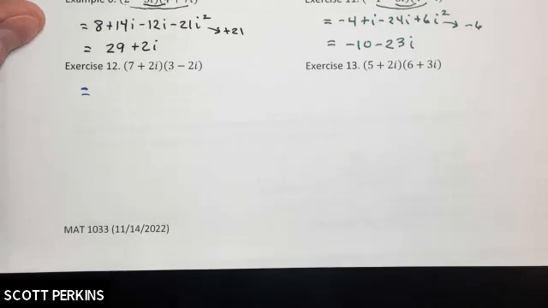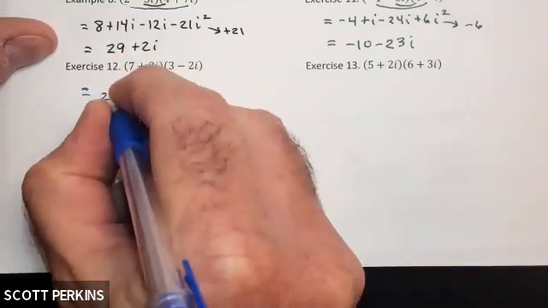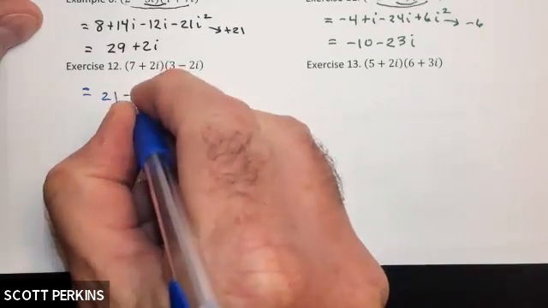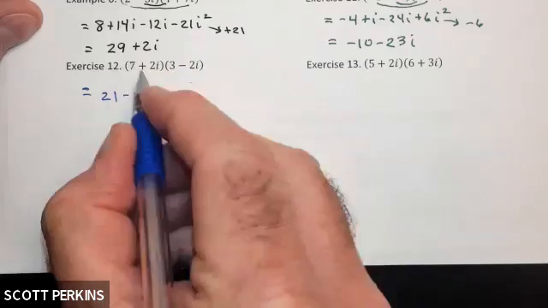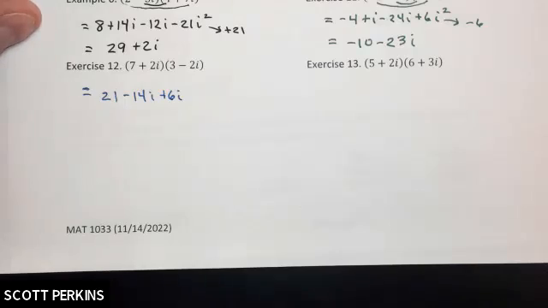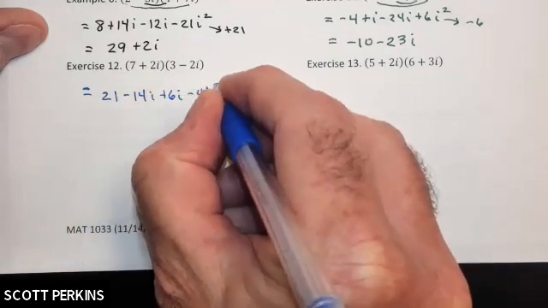First, outers, inners, last on exercise 12. My firsts, 7 times 3 gives me 21. My outers, 7 times -2i is -14i. My inners, 2i times 3 is plus 6i. And then finally, my last, 2i times -2i is -4i squared.